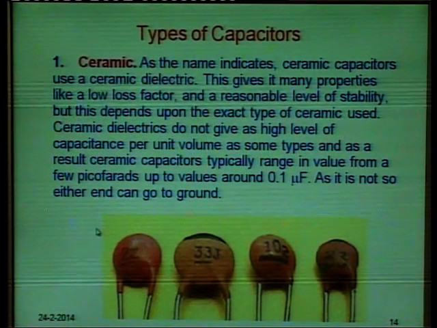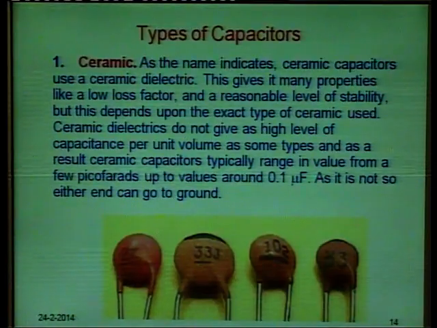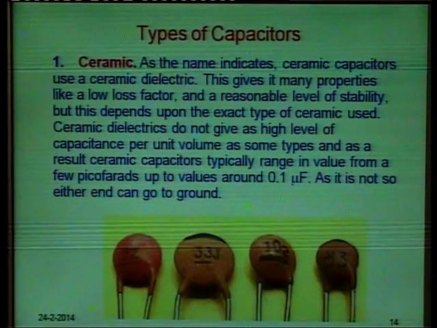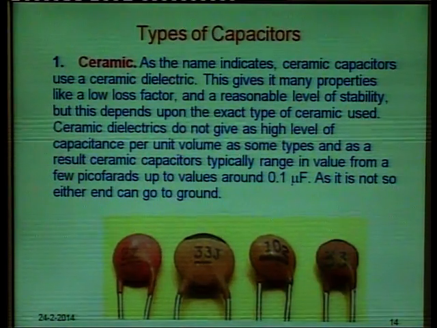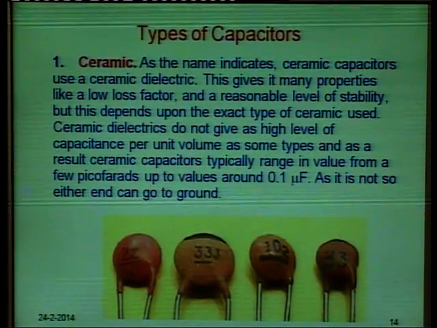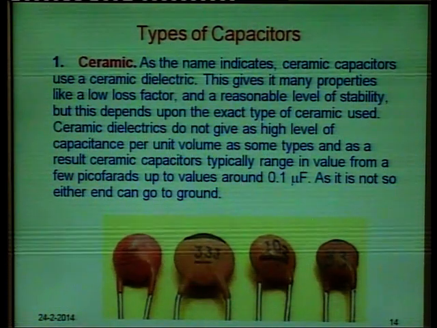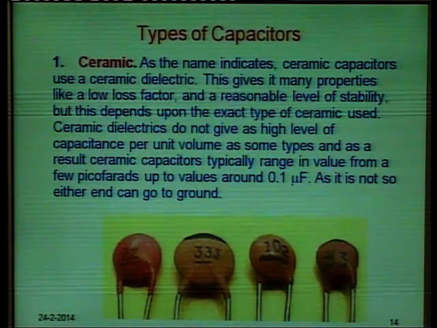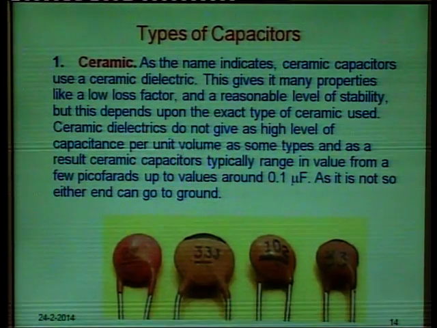You can have different types of capacitors. You see on your screens, these are ceramic capacitors, these are bead like capacitors. Ceramic capacitors means the dielectric medium is ceramic. By using ceramic, you have a low loss factor, you have a reasonable level of stability. Ceramic dielectrics do not give as high a level of capacitance per unit volume as some other types. So, ceramic capacitors basically range in value from a few picofarads to around 0.1 microfarad.